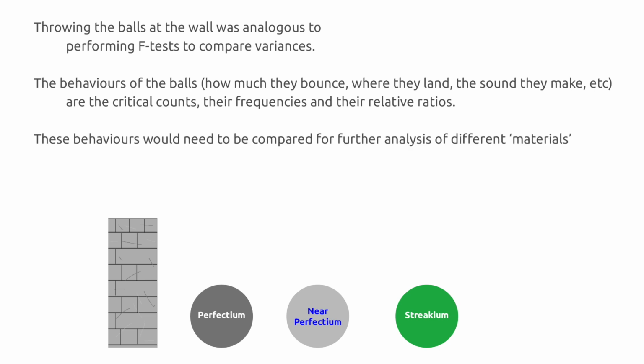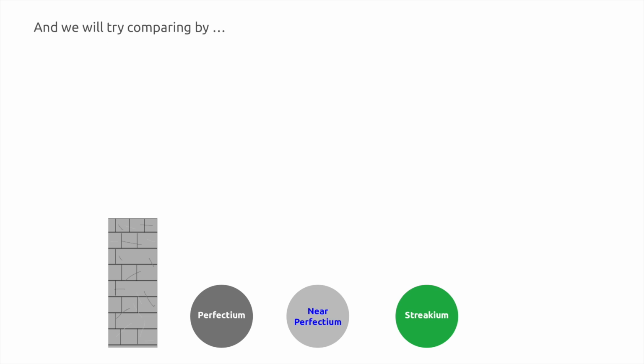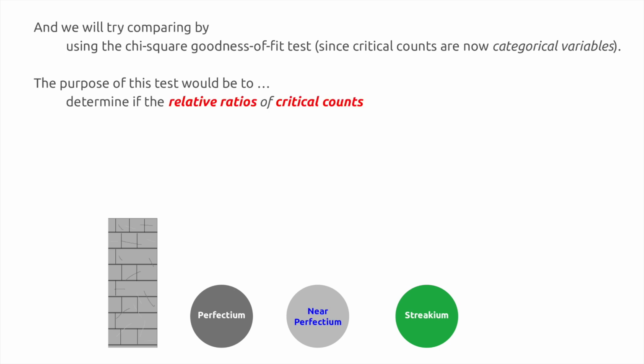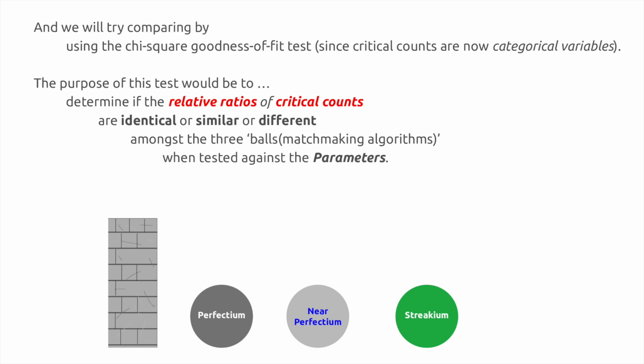These behaviors would need to be compared for further analysis of different materials and help us confirm that they are indeed different or not. And we will try comparing by using the chi-square goodness of fit test, since critical counts are now categorical variables. The purpose of this test would be to determine if the relative ratios of critical counts are identical or similar or different amongst the three balls when tested against the parameters.